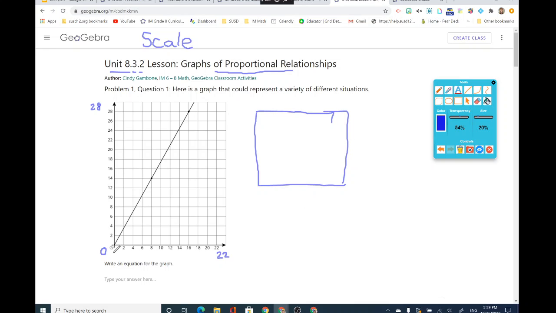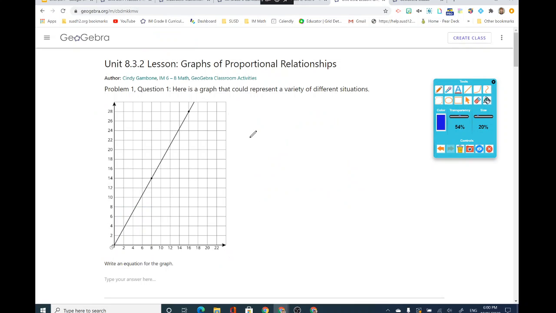Let's say we zoomed in from 0 to 8, x equals 0 to 8, and our y scale also went up to 8. Then it would look something like this. I've just changed the scale. Okay, I'll delete that and read the problem.